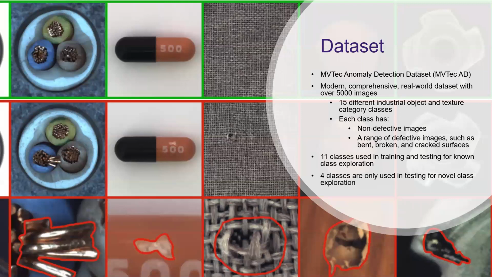The dataset used in this work is the MVTec anomaly detection dataset. It's a modern, comprehensive, real-world dataset with over 5,000 images. It has 15 different industrial object and texture category classes, and each class has non-defective images and a range of defective images such as bent, broken, and cracked surfaces. 11 classes used in training and testing are for known class exploration, and 4 classes are only used in testing for novel class exploration.